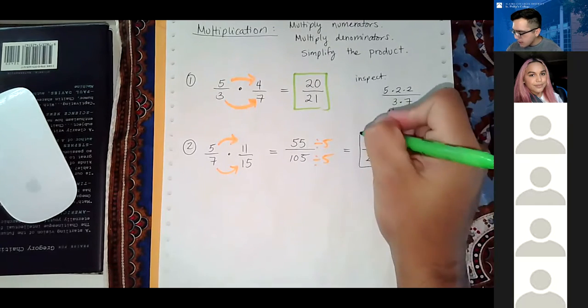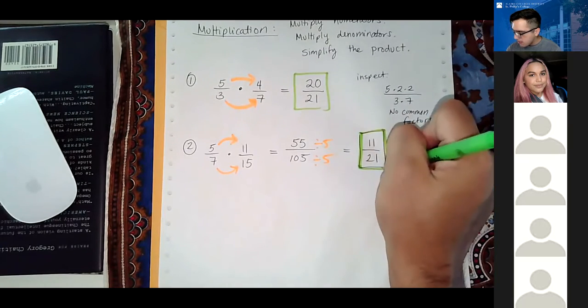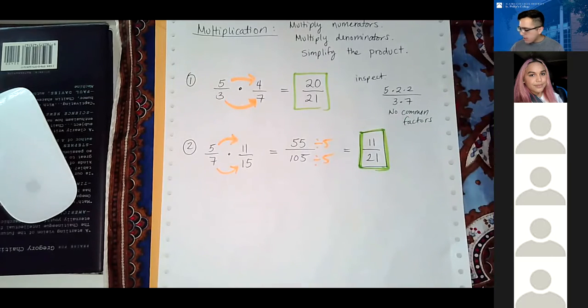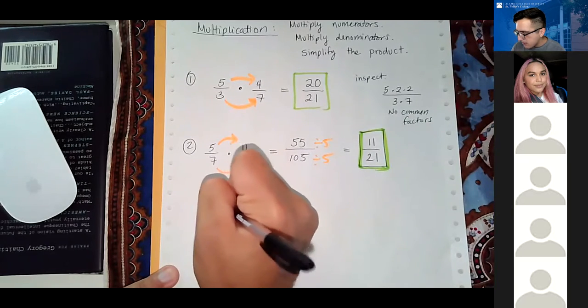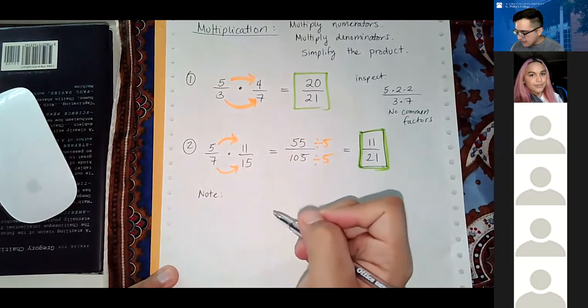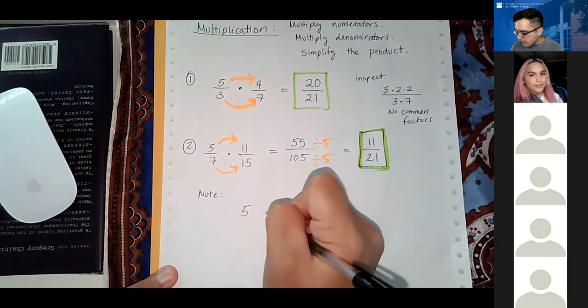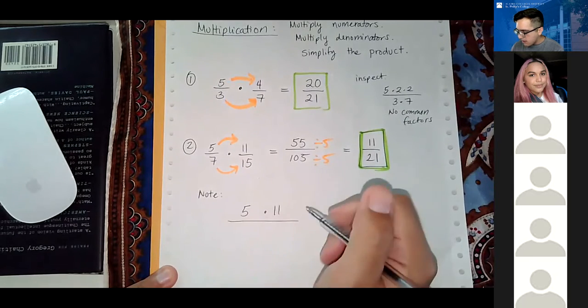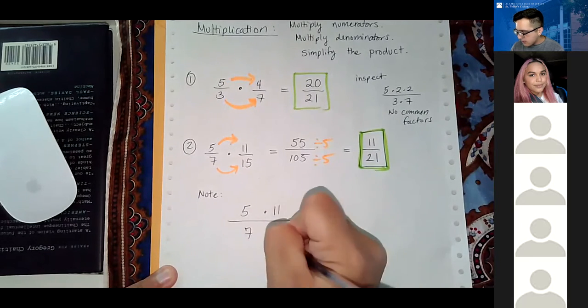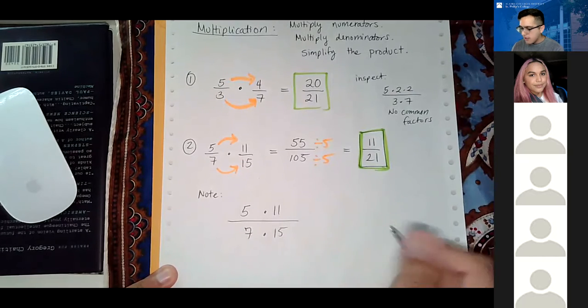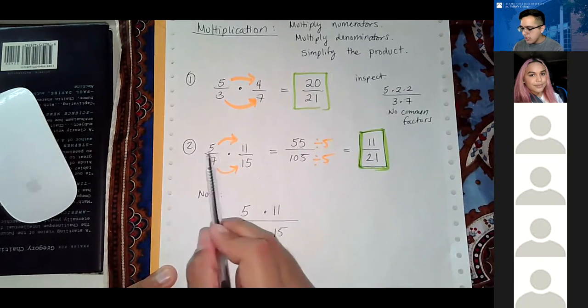And that's fully simplified. But I want you to note something here. When we multiplied 5 times 11 and 7 times 15 in the original fractions, notice that I just put a big fraction bar and sort of connected them together.